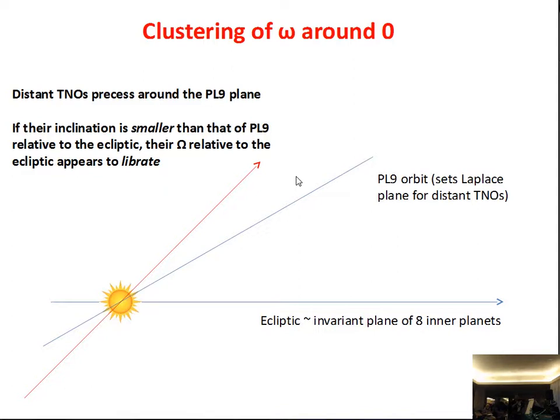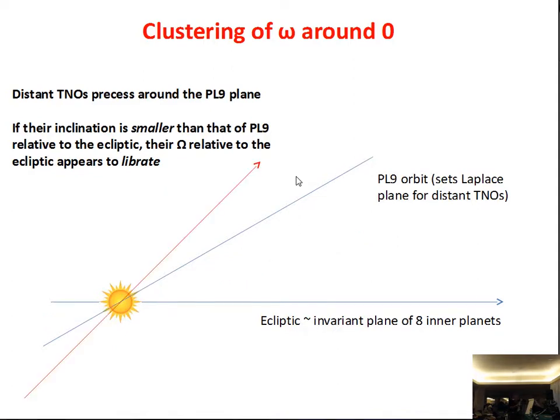If this body is inclined relative to planet 9 less than the inclination of planet 9 relative to the ecliptic, during this precession motion, where I exchange the descending node with the ascending node relative to planet 9, I actually always have the ascending node relative to the ecliptic here. So by a pure geometrical effect, there is no resonance here, there is no particular secular effect, it's simply geometry.